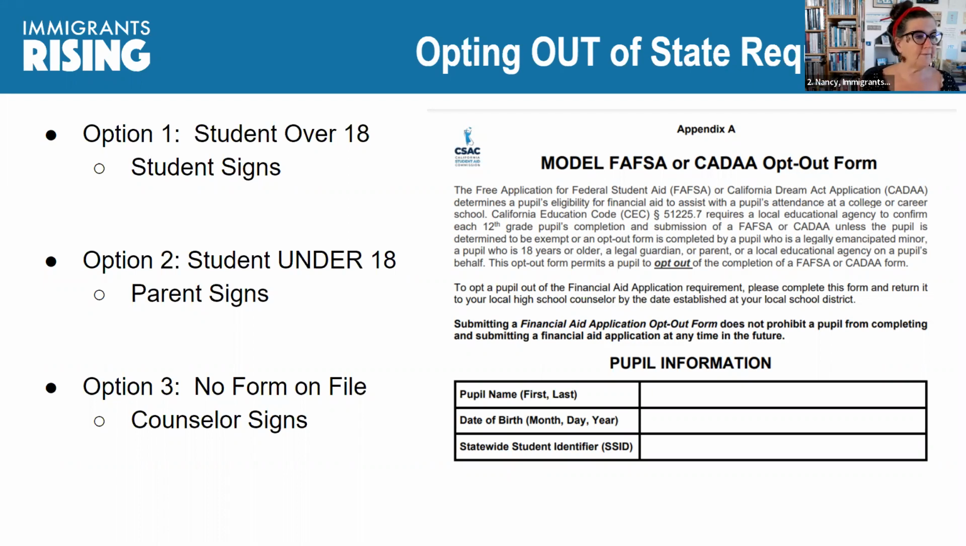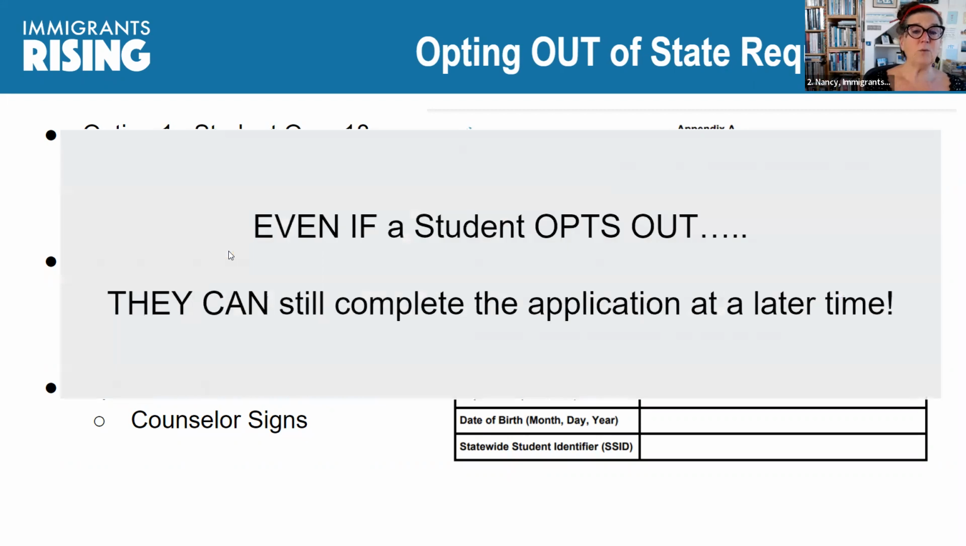I'm wondering if we have any high school individuals here who could talk about their experiences working with the opt-out requirement. If anybody's here, either put that in the chat or let us know how that's been working. But we want to remember that even if a student opts out, they can still complete the application at a later time. So we've been trying to get this information into the hands of counselors so that they can find out about the CSAC office hours.